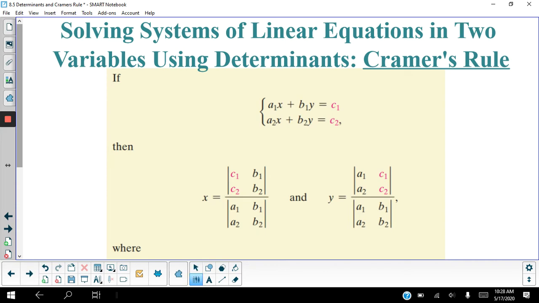Okay, so here's what we're going to work on now. It's a little bit more complex, but we can actually solve systems of equations like you did at the very beginning of this whole shebang by using determinants. It's a little bit complicated, but if you like puzzles, this isn't a terrible thing to do.